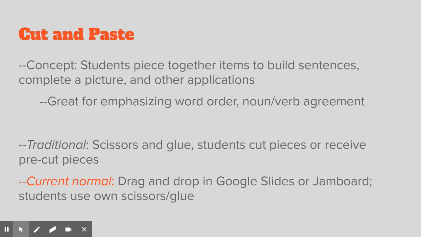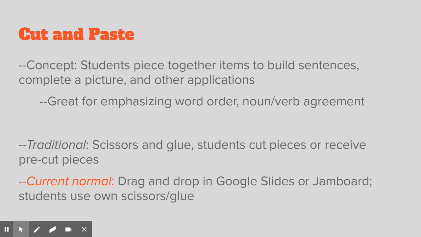Traditionally, this would be scissors and glue. You could either give students the pieces pre-cut if you wanted to put in all the front end work, or you could have students cut out the pieces. You could still do this in our current normal if students have their own scissors and glue, or if you want to provide those for students. Also, if you pre-cut the pieces and provide them to students, and perhaps they have their own glue, then at least you're getting a bit away from shared class sets, which is just really not feasible right now.